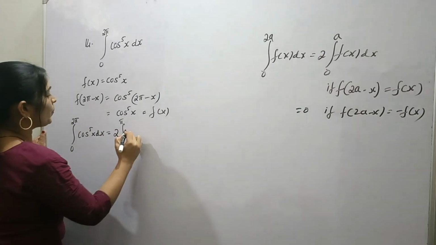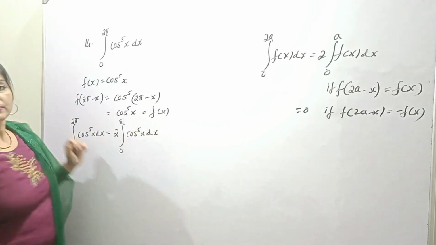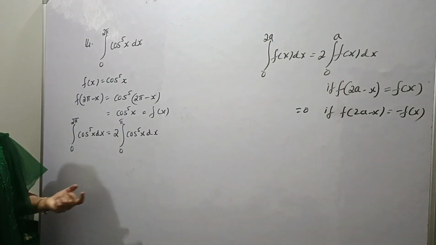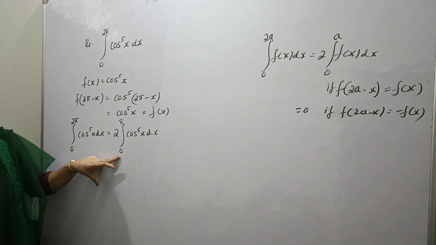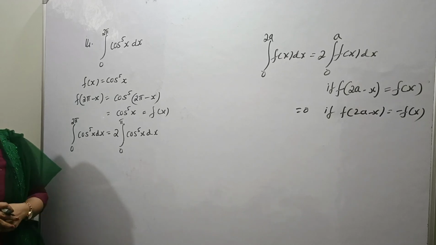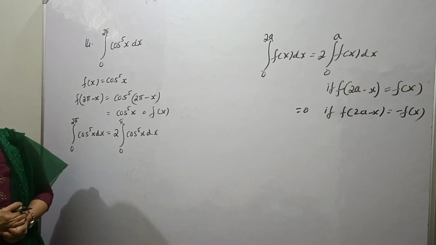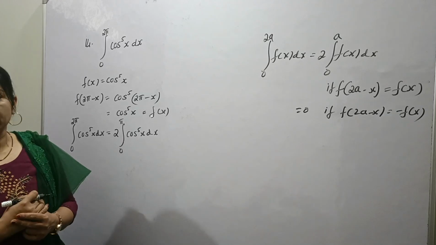2 into integral 0 to pi f of x cos raised to 5x dx. Okay, now how to integrate? See here, now this integral is of the form integral 0 to a f of x dx. We can apply another property: integral 0 to a f of x dx is equal to integral 0 to a f of a minus x dx.